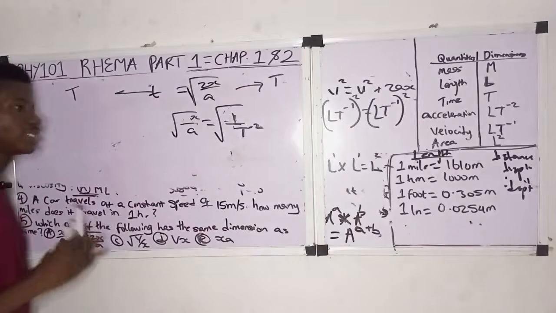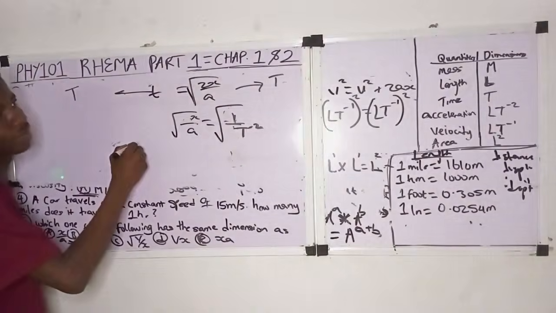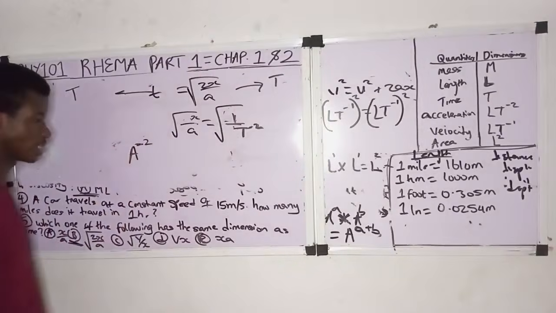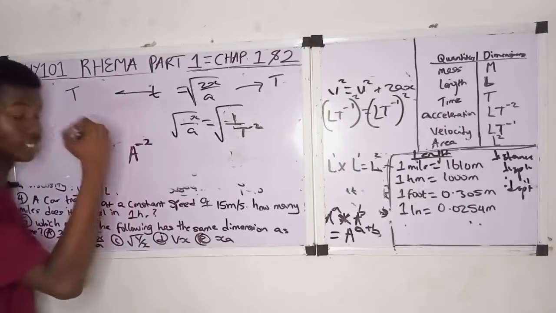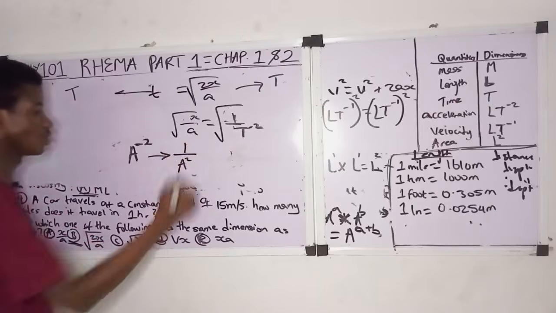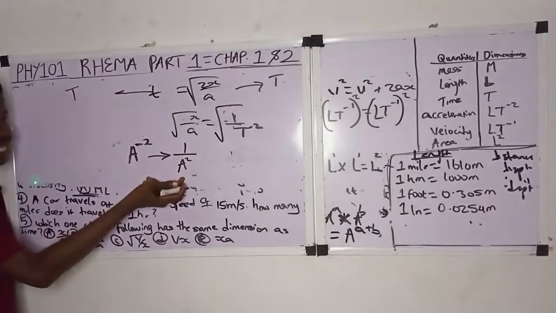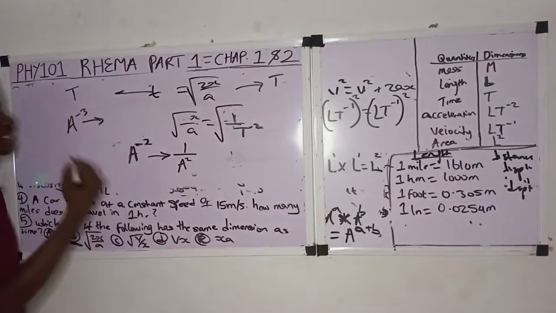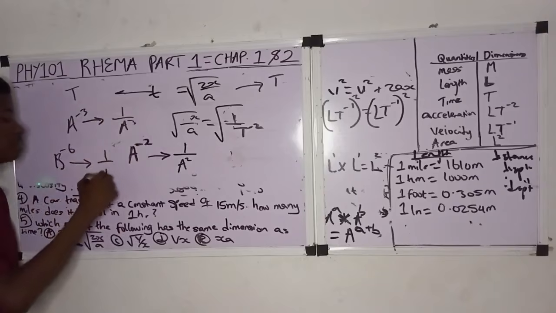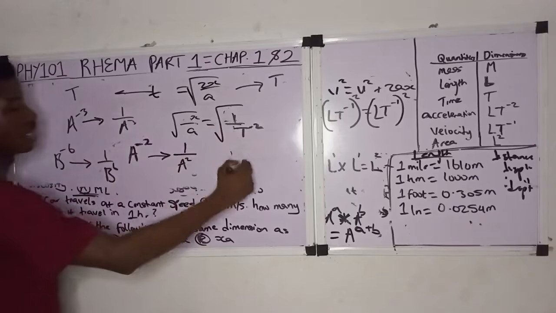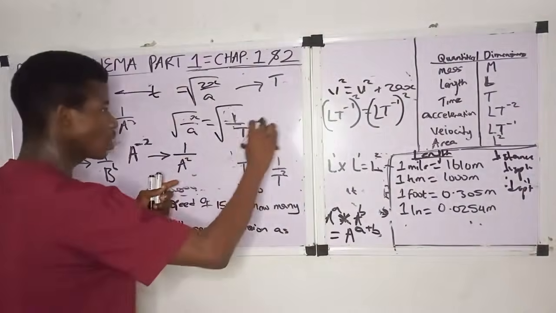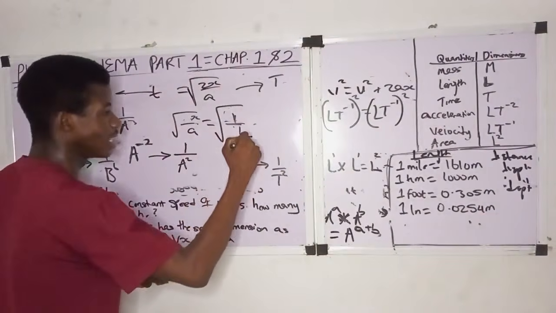Now, according to indices, when a letter is raised to a negative power, it means 1 divided by the letter raised to the positive power. A raised to power minus 3 is 1 divided by A raised to power 3. B raised to power minus 6 is 1 divided by B raised to power 6. Look at this one: T raised to power minus 2 is 1 divided by T raised to power 2.